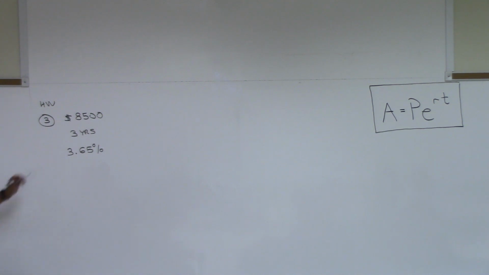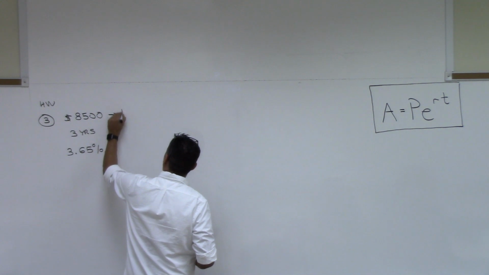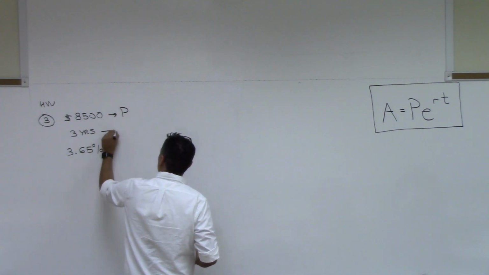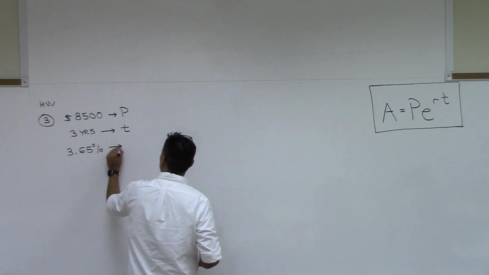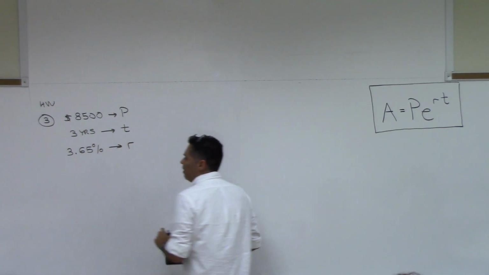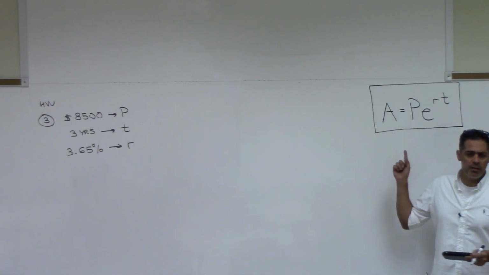I said, what would happen if you put $8,500 into an account for 3 years at an interest rate of 3.65%, right? So what I'm giving you, the amount that you start with is P. The 3 years is your T in the formula. And then this is your interest rate. But what do we have to do? There's something very important about that interest rate before you can use the formula.